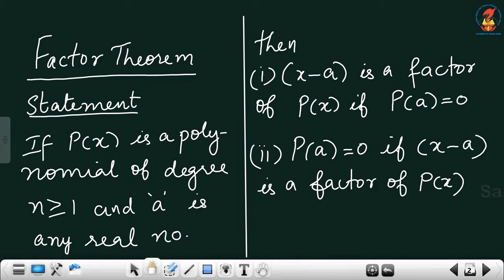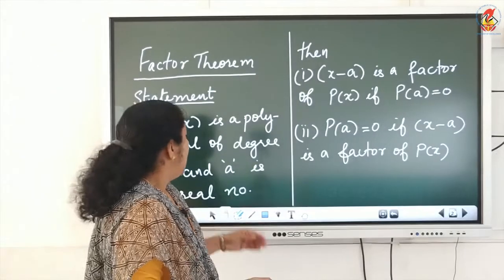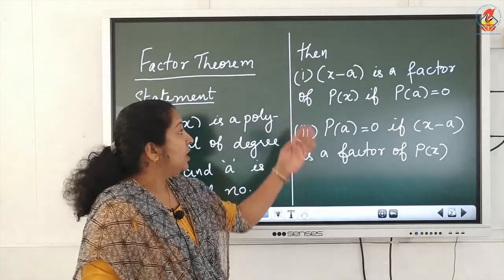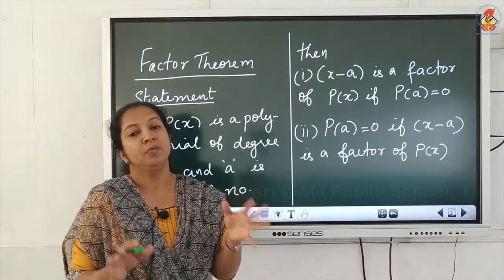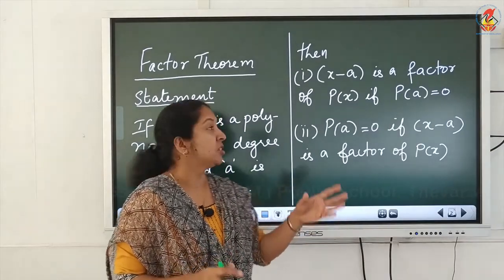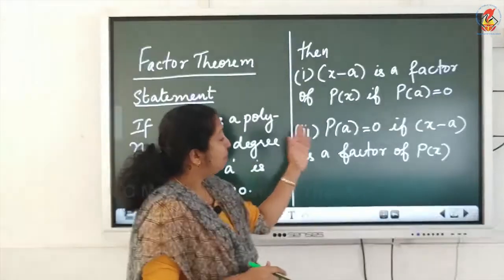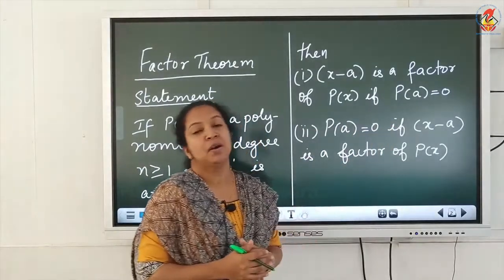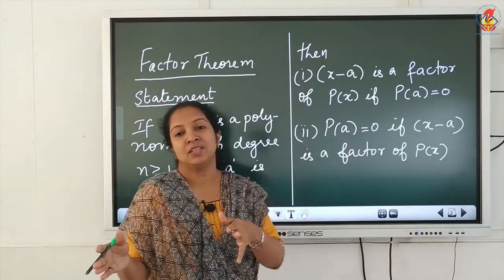So here they are saying about a polynomial p of x of degree n greater than or equal to 1 and a is any real number. X minus a is a factor if p of a equal to 0. P of a actually means the remainder. X minus a is a factor if p of a equal to 0, and p of a equal to 0 if x minus a is a factor. Remainder is equal to 0 if x minus a is a factor.